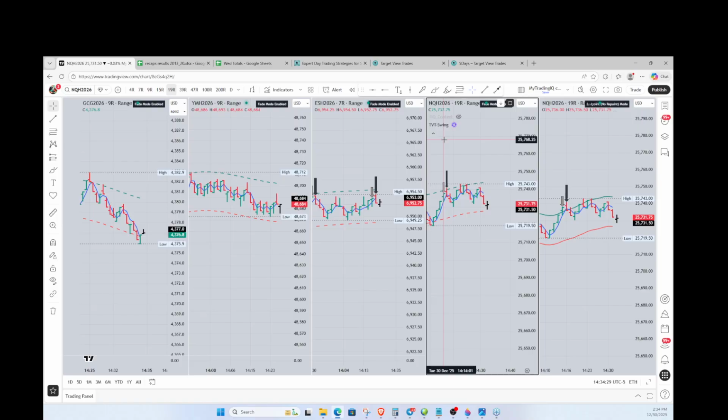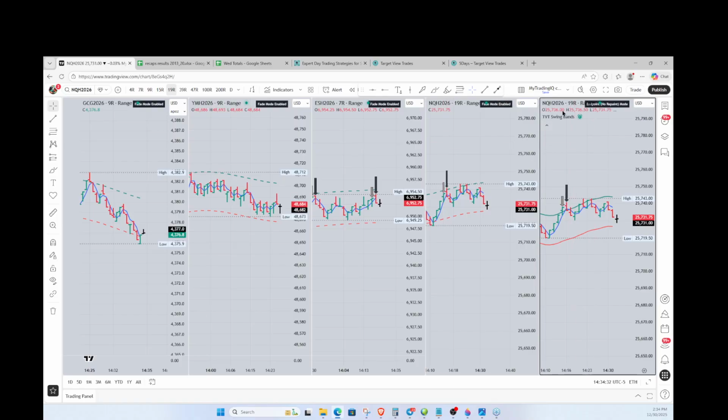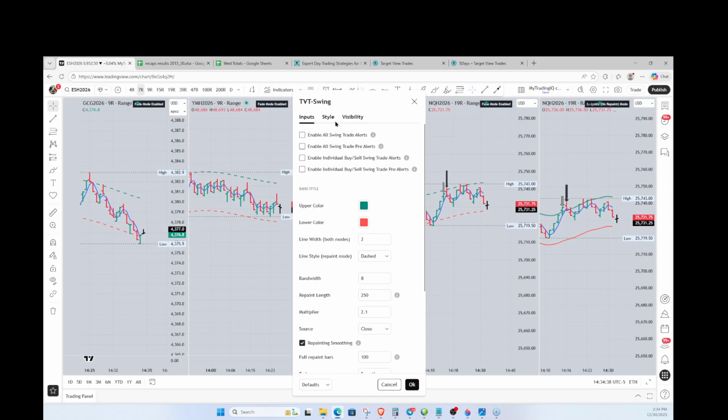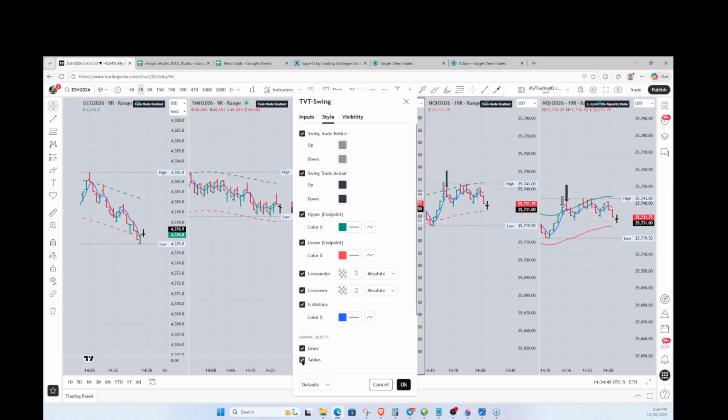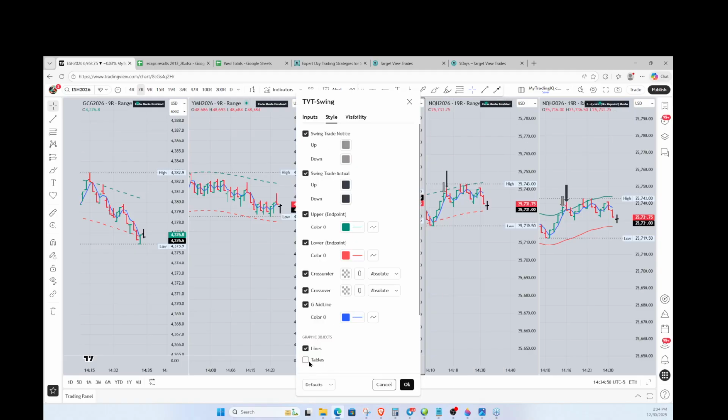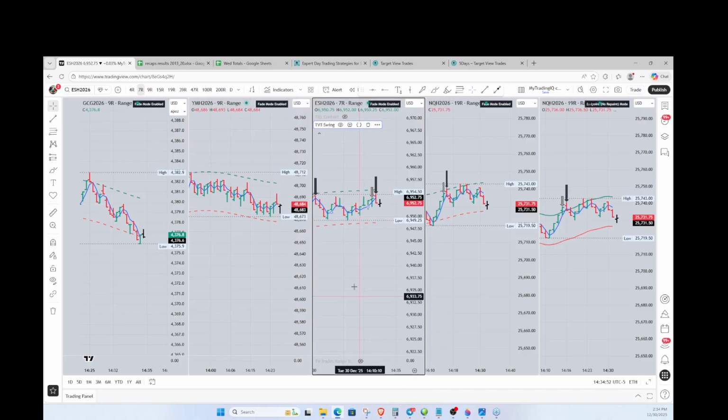One of the questions that I got was, how do I get rid of this up here? That little box up there. If you want to get rid of that, you just have to go in here under Style and uncheck Tables right there, and that will get rid of that box. That's just there to let you know that this is actually repainting. When it's dashed like this, it's repainting.